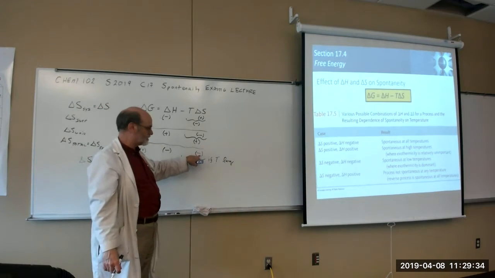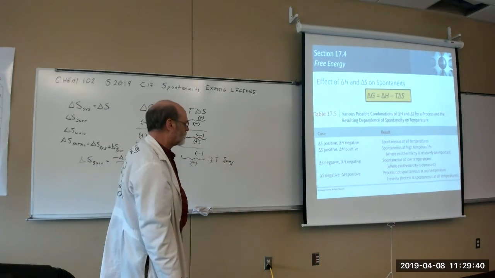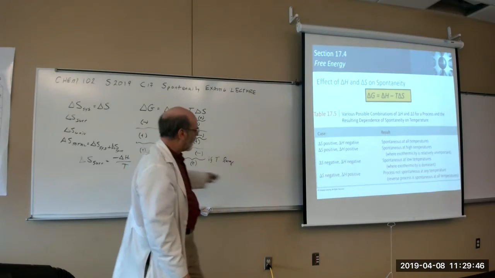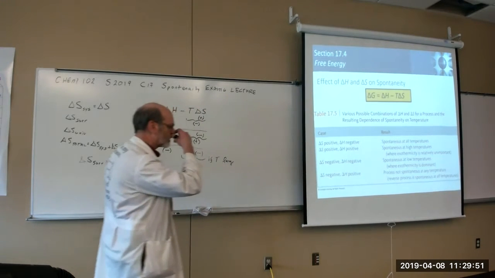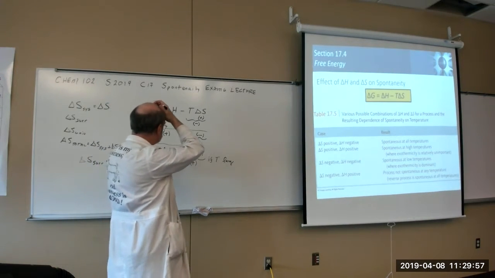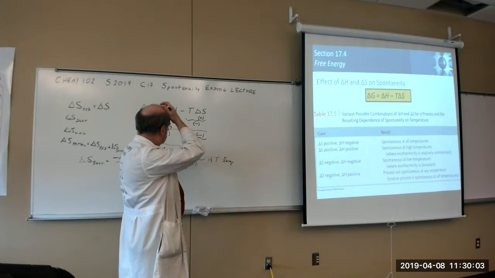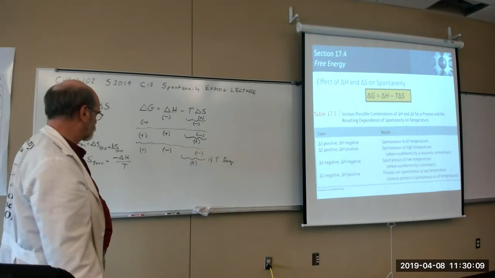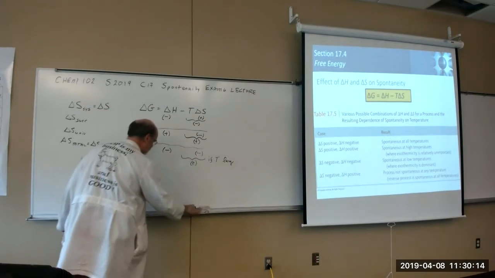Where delta S is negative, it's decreasing. Wait, it says spontaneous at low temperature. Oh, excuse me. Let's see, did I get that wrong? Oh, I went to this one. Spontaneous at low temperature, we're exothermic. Wait just a minute. H negative. Delta S is negative. I think that's wrong. I mean, just look at the numbers. Oh, I'm wrong.